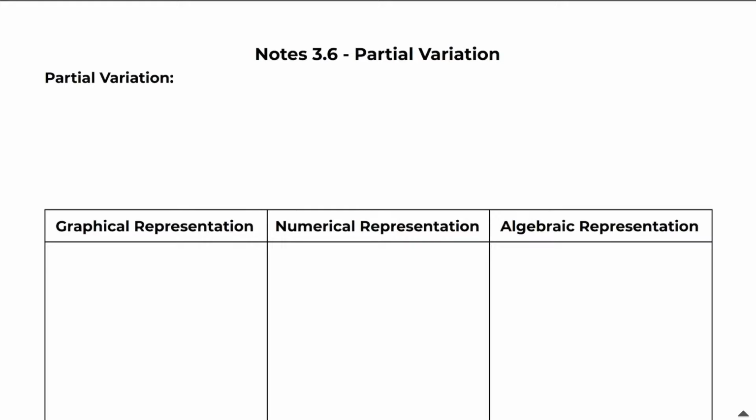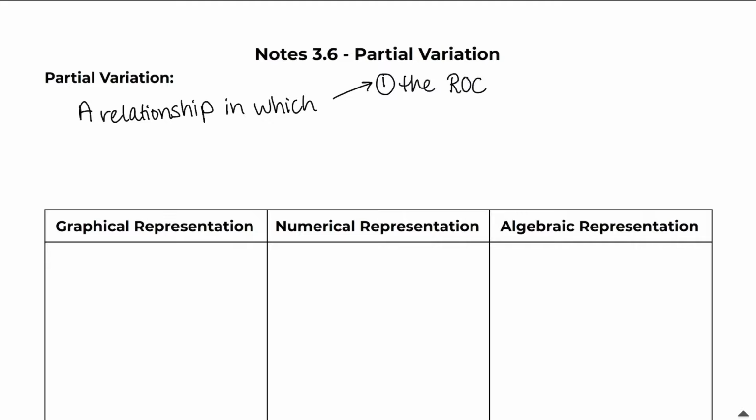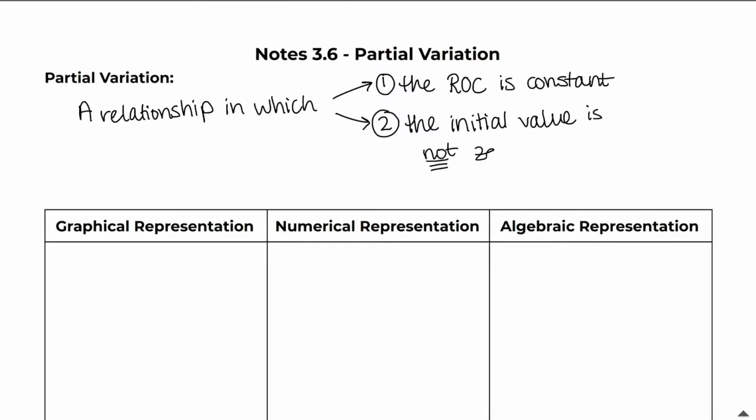Hey everyone, notes 3.6 are on partial variation. So this is related to the direct variation that we did in notes 3.5. And there are two conditions that are necessary in order for something to have partial variation. So two things have to happen. The rate of change has to be constant and the initial value is not zero.